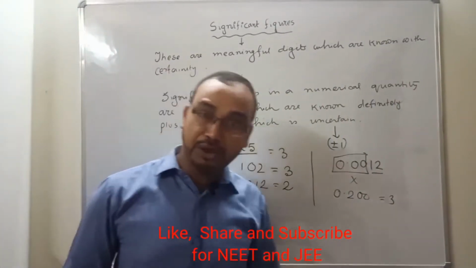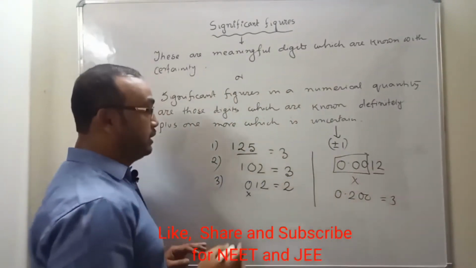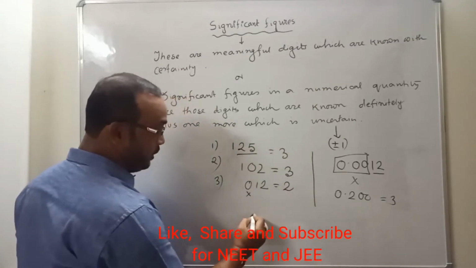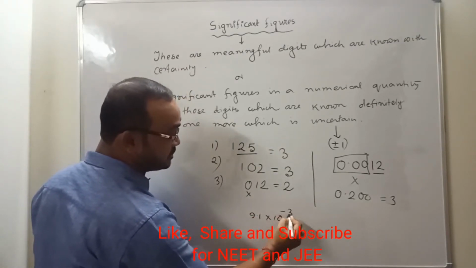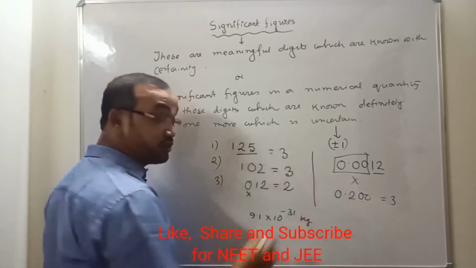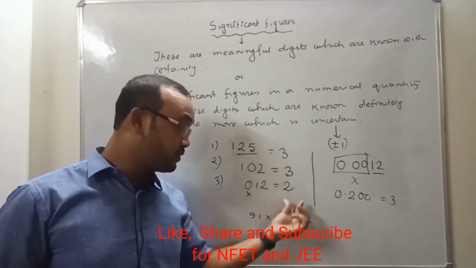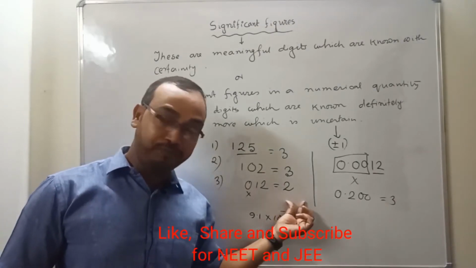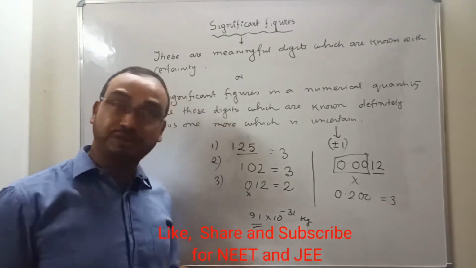In the power and exponent form, say we are writing 9.1 into 10 to the power minus 31 kg, which is the mass of an electron. In this power and exponent form, the 10 to the power something has no significance. Here only 2 significant figures are there.